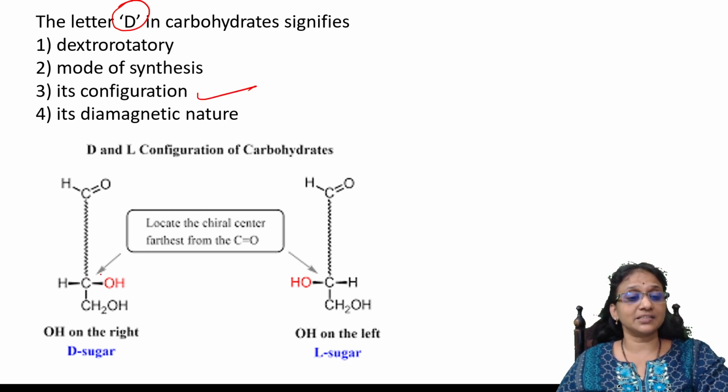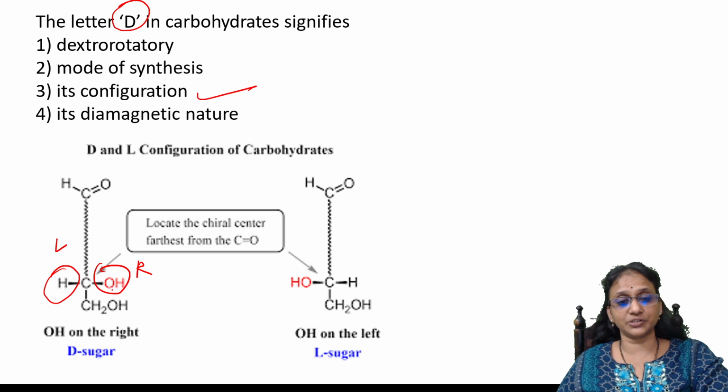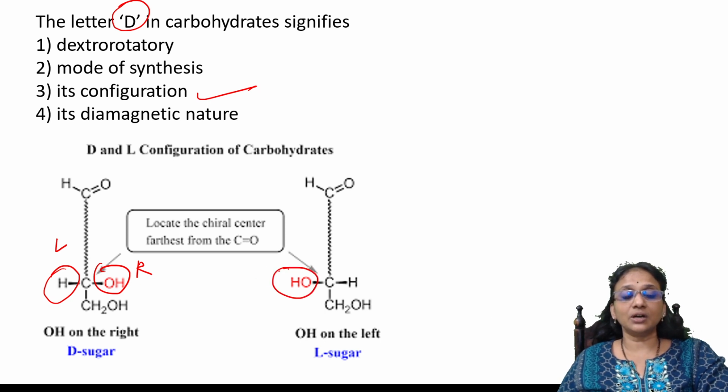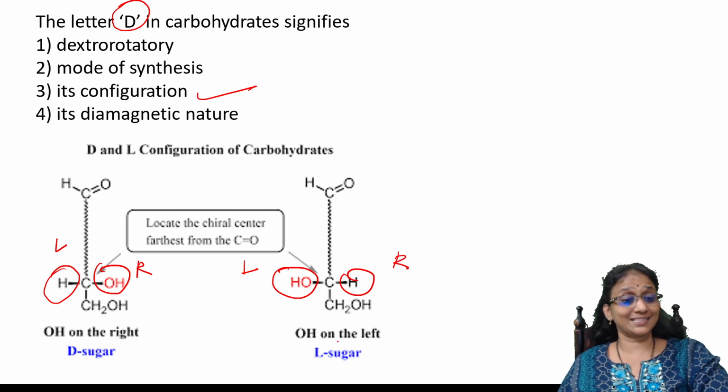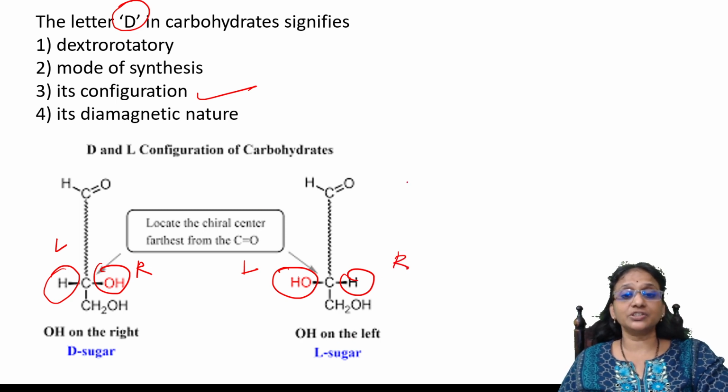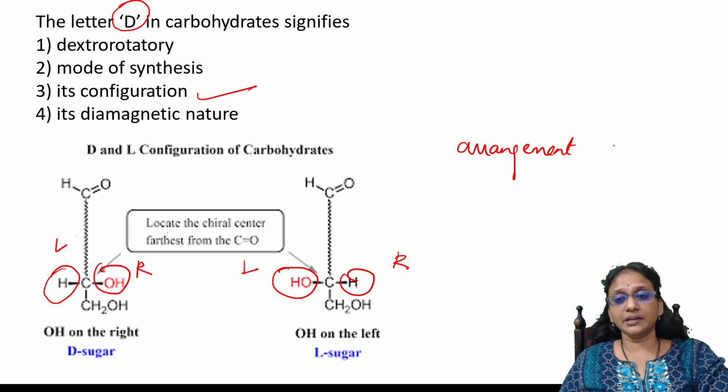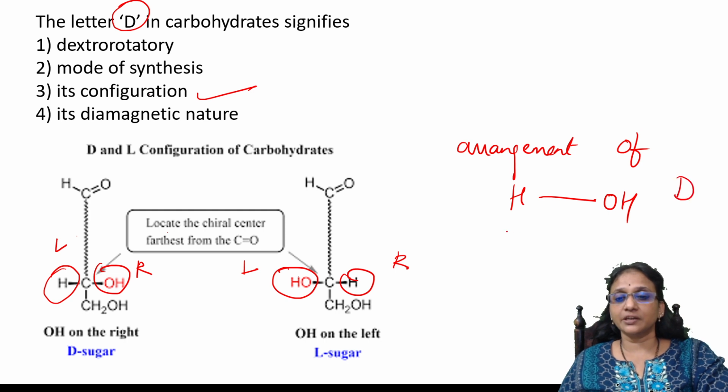D sugar means, see that in D sugar, the hydrogen is on the left hand side and the OH is on the right hand side. So this is a configuration. In L sugar, you have OH on the left hand side and hydrogen on the right hand side. So this is the L sugar. So D configuration denotes the configuration or arrangement of hydrogen and oxygen. If it is in this direction, D form. If it is in this direction, it's called L form.